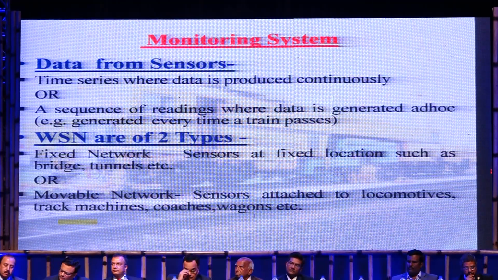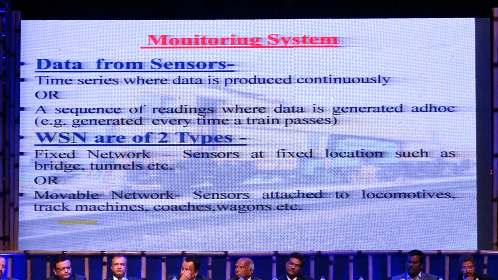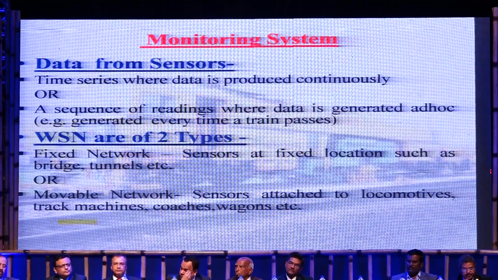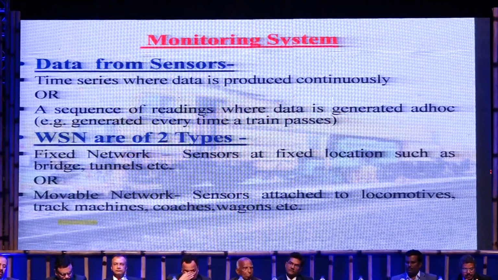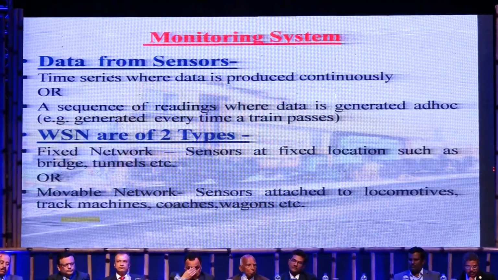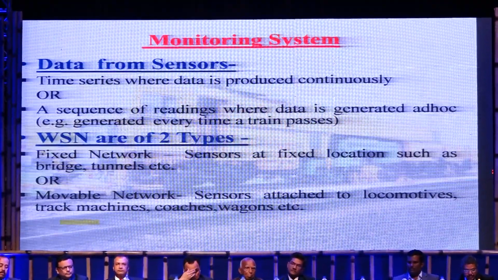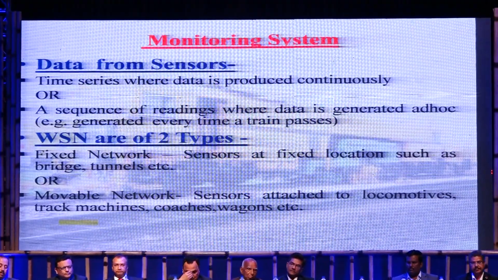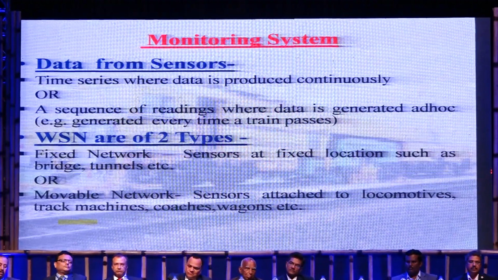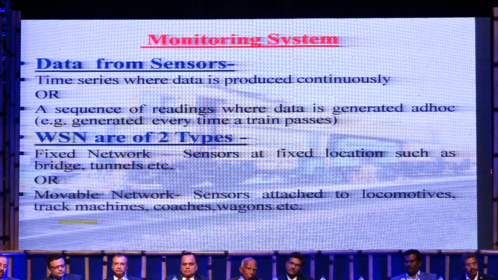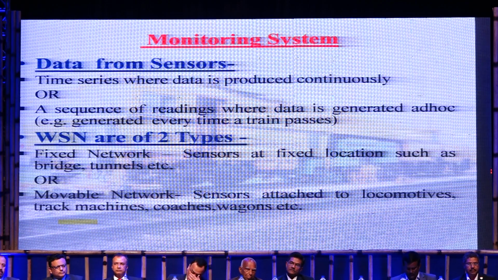Data from sensors is produced generally in two ways: either as a time series or continuous data, or as a sequence of readings where data is generated ad hoc. WSNs are of two types. Fixed network: sensors are fixed at fixed locations such as bridges, tunnels, etc.